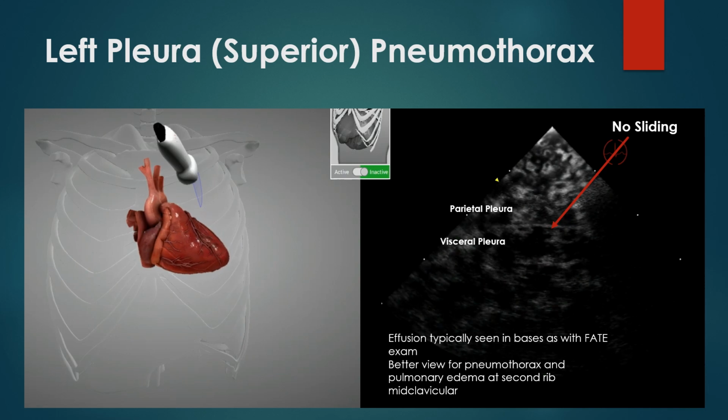And there's parietal pleura, visceral pleura. You typically see an effusion in the bases, as we talked about. You may not necessarily see it here. You may see some consolidation if you really have some bad pneumonia, but typically you're not going to see that here. Again, this is second rib, second to third intercostal space, mid-clavicular.